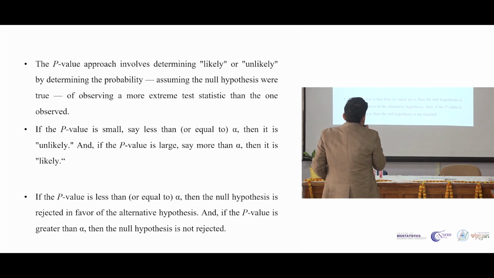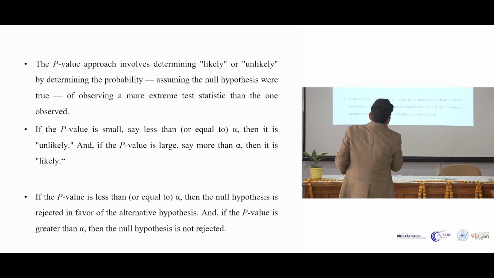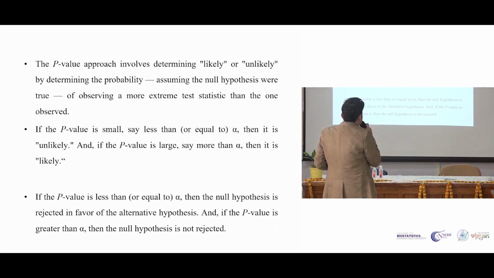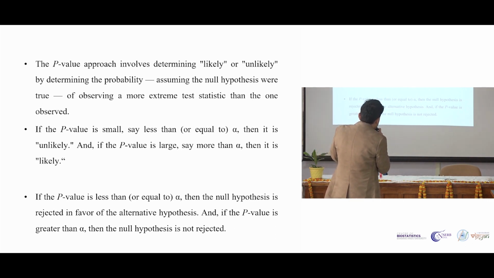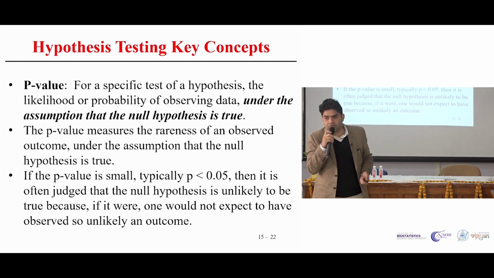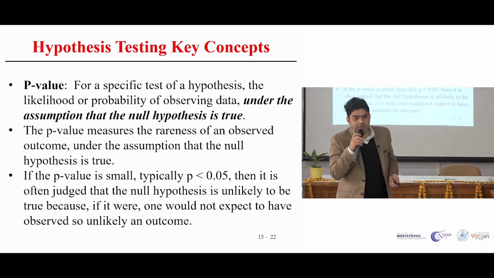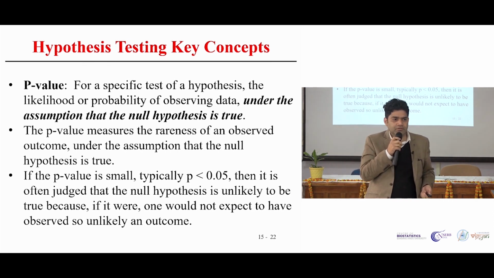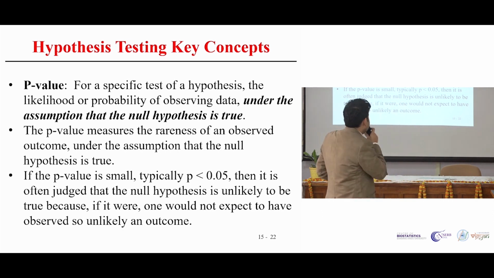So if the p-value is less than alpha, then the null hypothesis is rejected in favor of the alternative, and if the p-value is greater than alpha, then the null hypothesis is not rejected. So I hope the concept of p-value is clear to everyone. Okay. Now you will not be terrified with the word p-value. Okay. Is it clear to everyone? P-value.